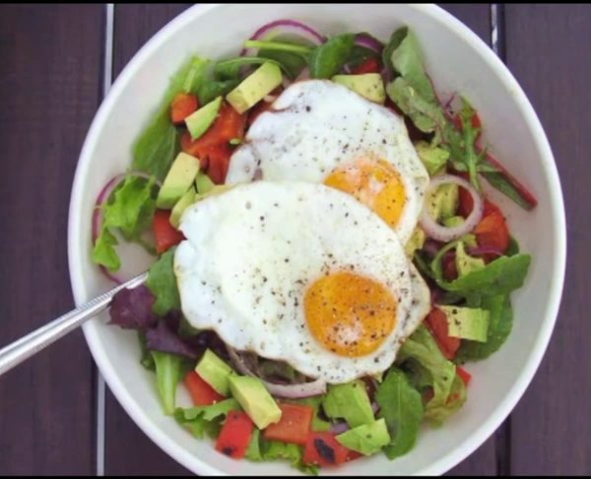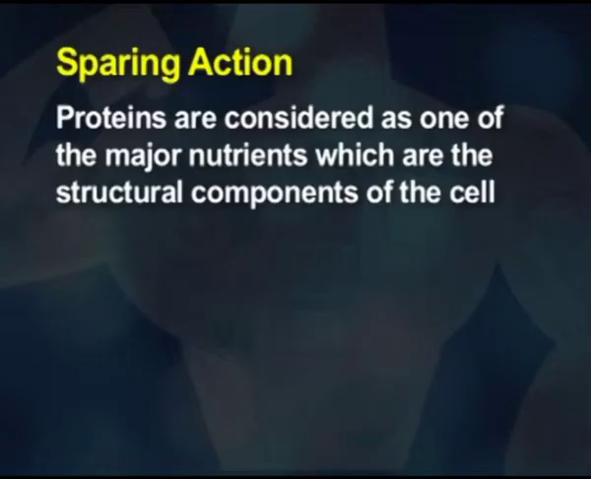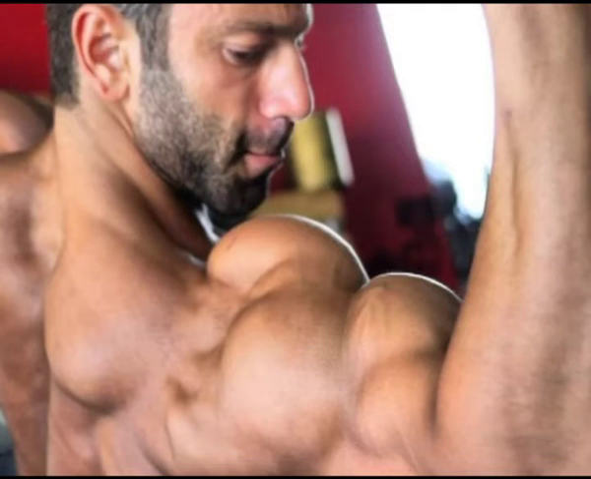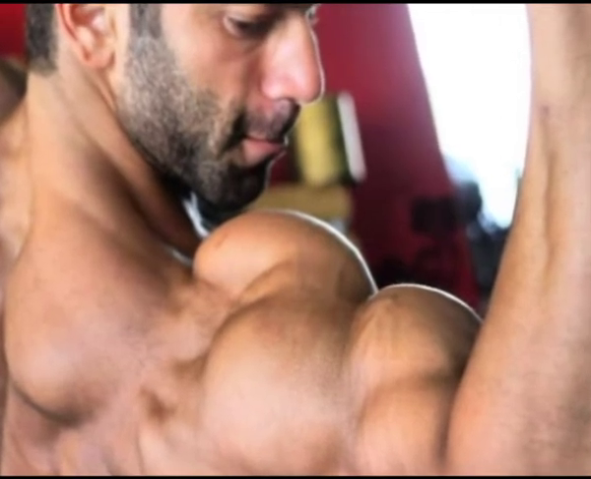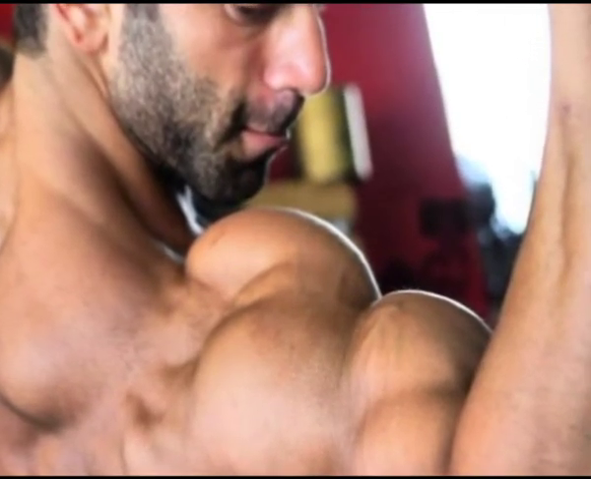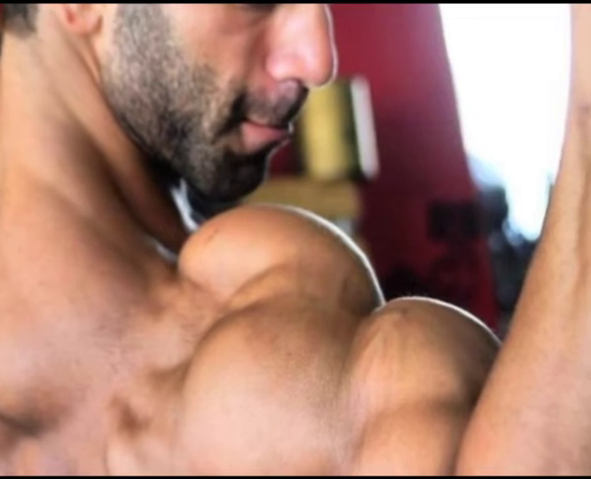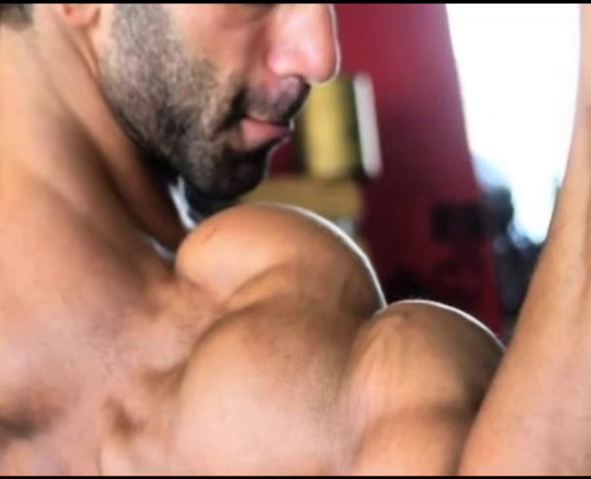Carbohydrates have a sparing action on proteins. The word sparing action means that proteins are considered one of the major nutrients which are the structural components of the cell, so they usually would be oxidized for the body's metabolic processes. Carbohydrates aid in muscle growth, and they get oxidized to provide the necessary fuel reserves for the body. Hence they have the capacity to spare the proteins.